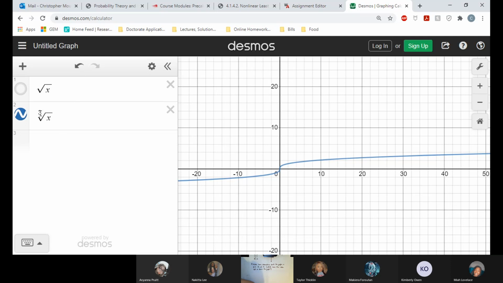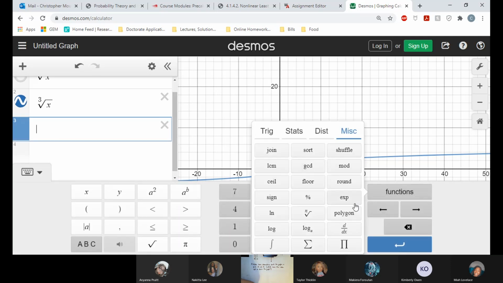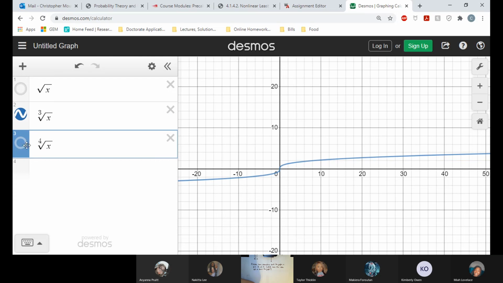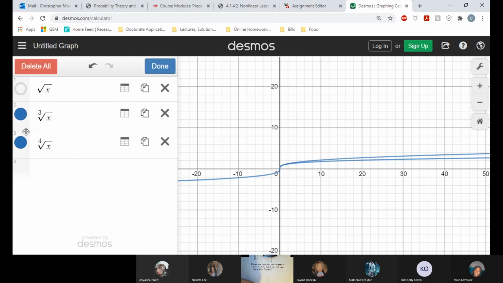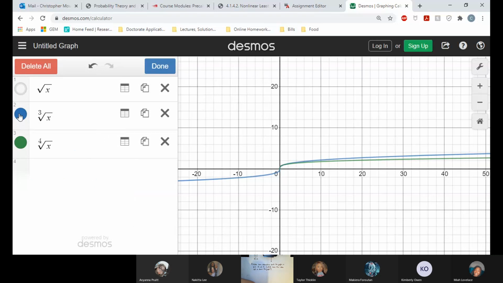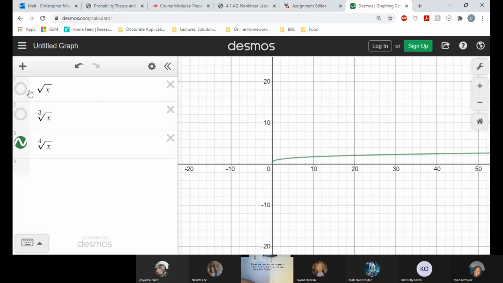Okay, let's look at the fourth root of x. Sorry, here we go. Normally it changes. There we go. Okay. Let's get rid of that odd function. Okay, now I'm gonna put both of these back.